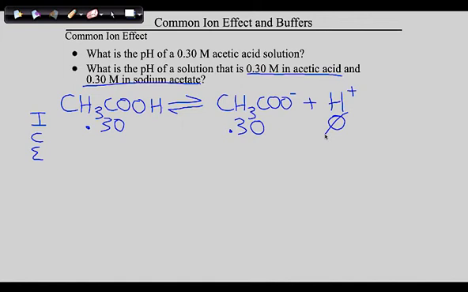Now, how does it go from there? Well, now this system reaches equilibrium. As it reaches equilibrium, this will go down by X. What will happen to our acetate ion? It will go up by X, but no longer does it start at 0. Now it starts at 0.3 and goes up by X. And this goes up by X. So our new equilibrium concentrations will be given by 0.30 minus X, 0.30 plus X, and X.